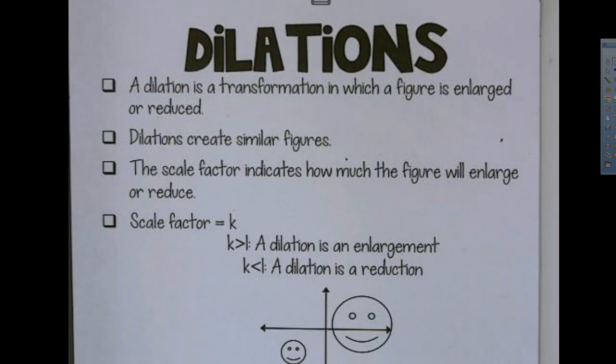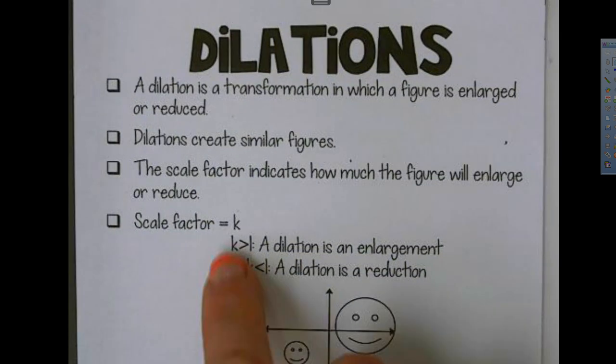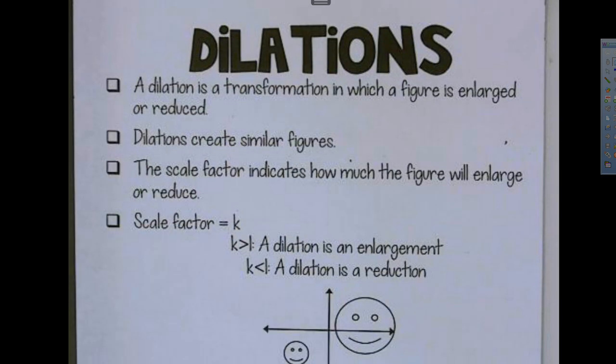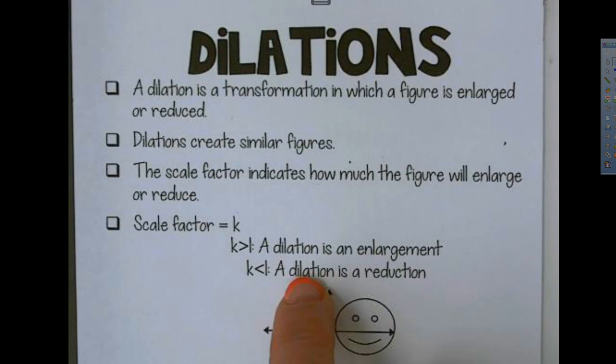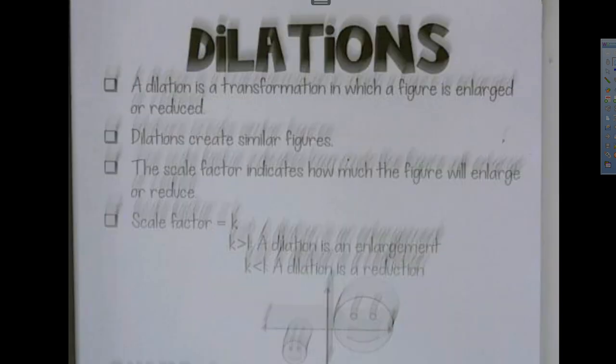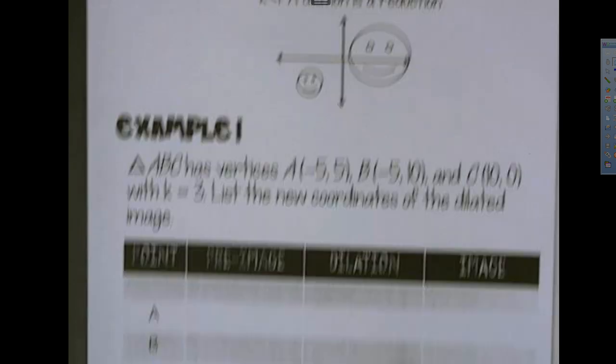We're going to talk about scale factor. We talked about that when we did our similar figures a couple weeks ago also. Scale factor, you can see, is going to be represented by the letter K. So if it ends up being greater than 1, that picture is going to get bigger. If the K is less than 1, it is going to be a reduction. All right, so let's take a look at a couple examples.